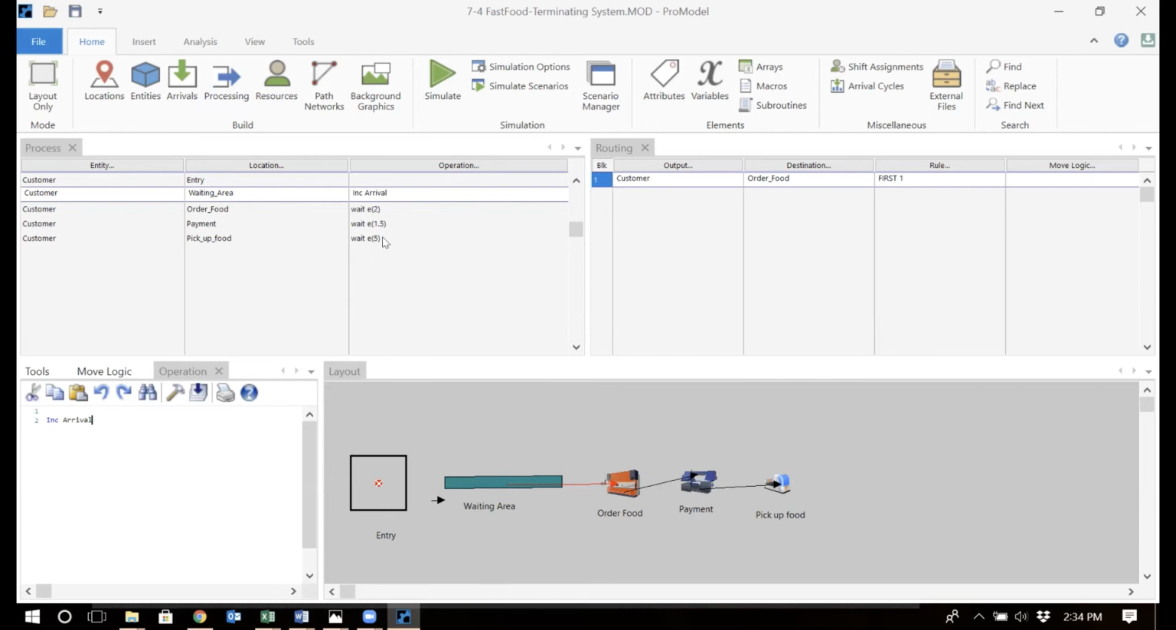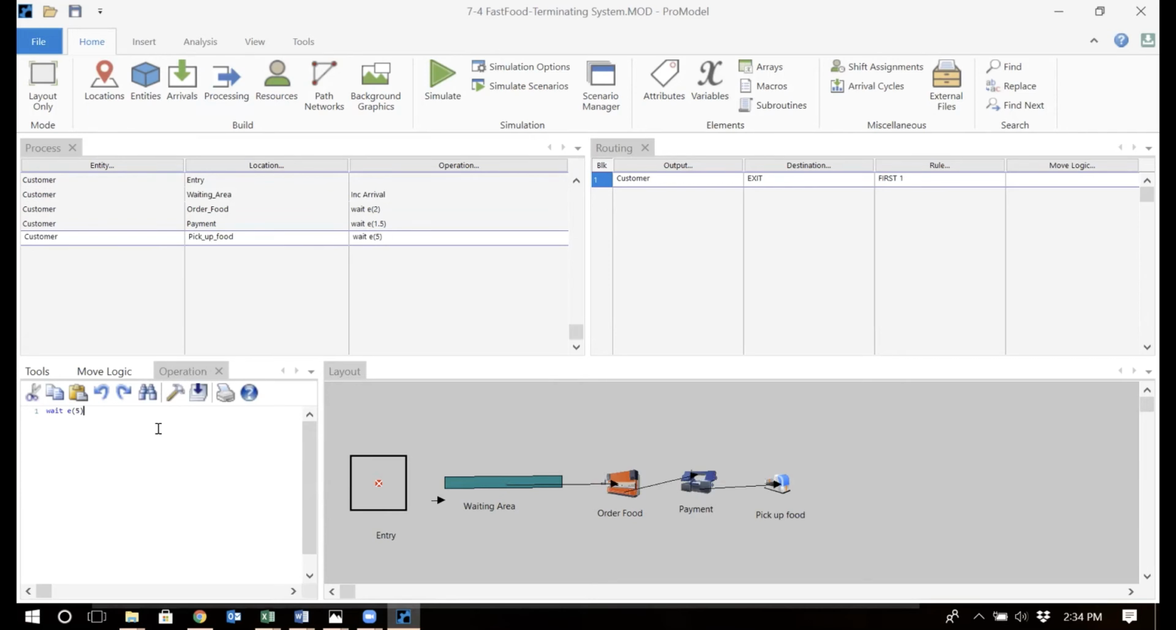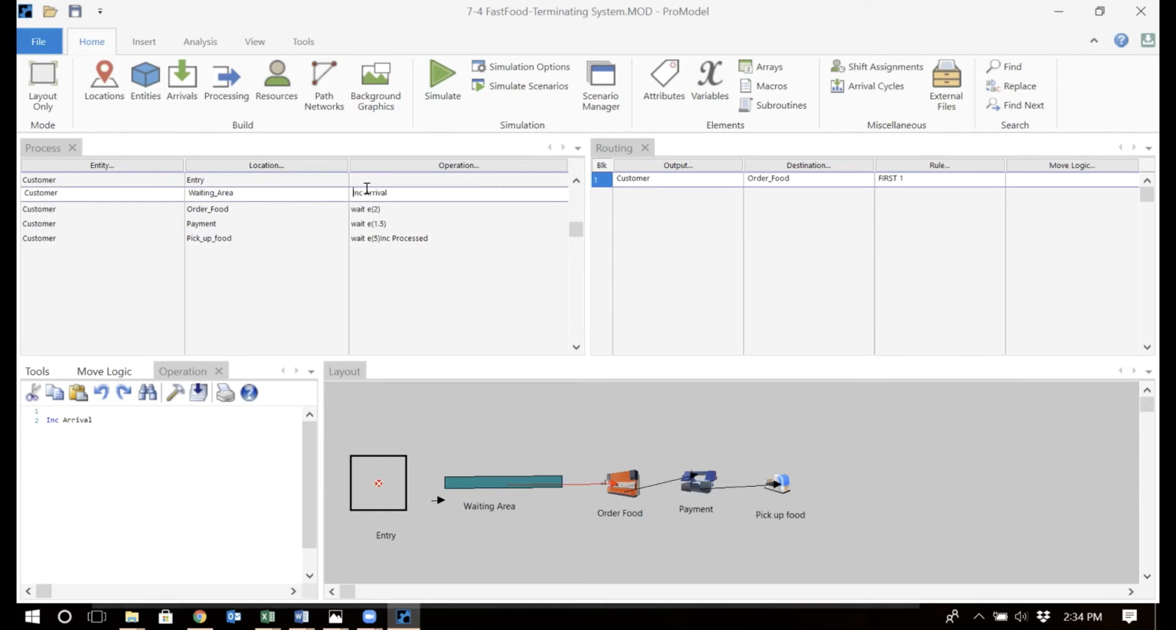At the end, after E5. Exactly, at the very end, the last line. After we are done with the processing, after we are done with the wait command, I'm going to increase processed to count how many people have received the service and are done and obviously have left the system. Now I need to check these two and see when they are equal, meaning that everyone who has arrived to the system has left, and then stop the simulation right there.